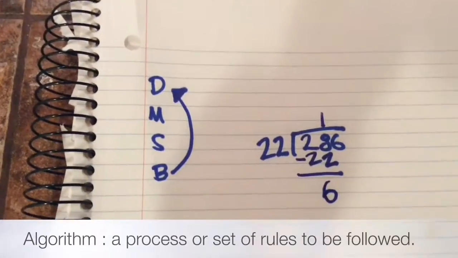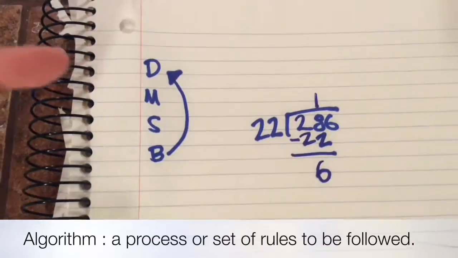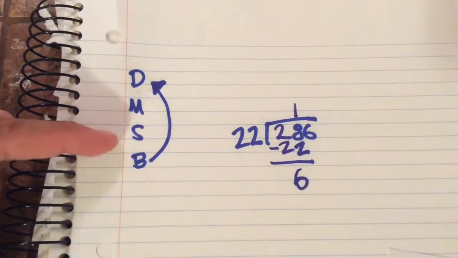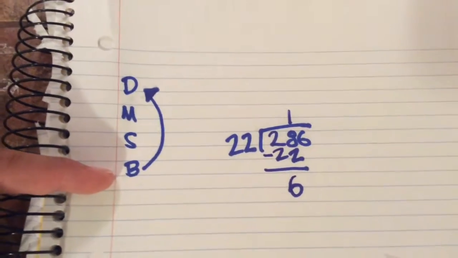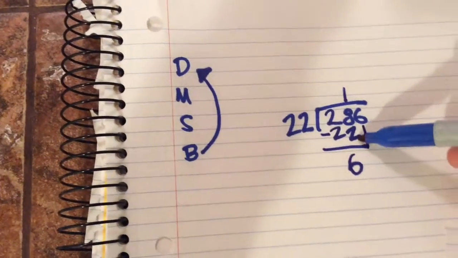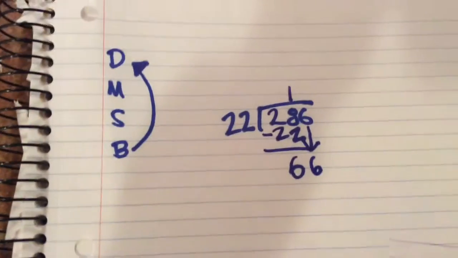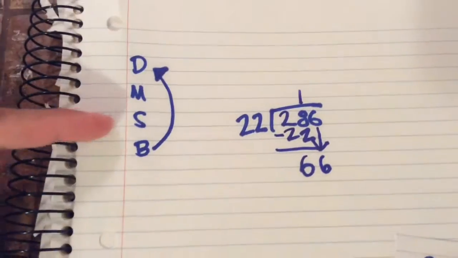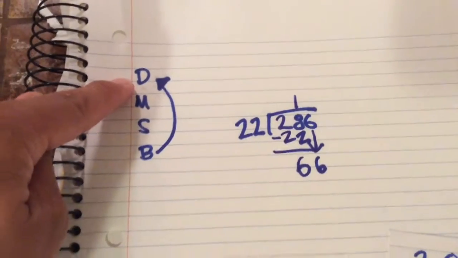And if we look at our little mnemonic device here, we just subtracted, so now we have to B, which stands for bring down. So we're going to bring down the next available digit, which is another 6. Draw your arrow so you know where that 6 came from. And now we have a 66. So go back to the mnemonic device. We got to go back to the top, and we're again going to divide. What are we going to divide?